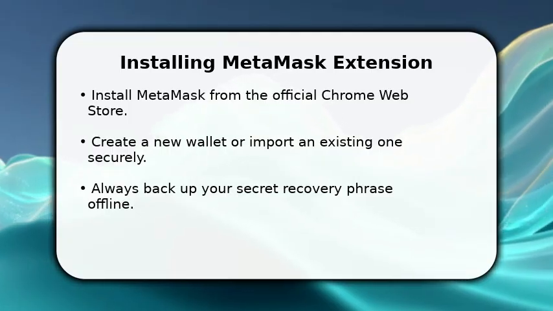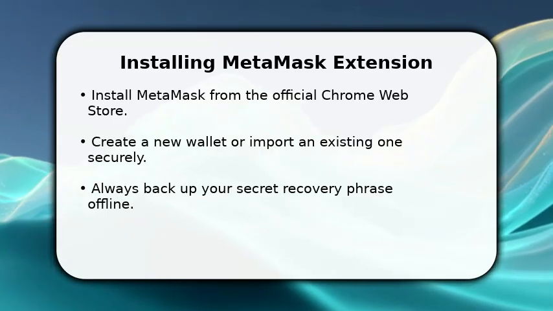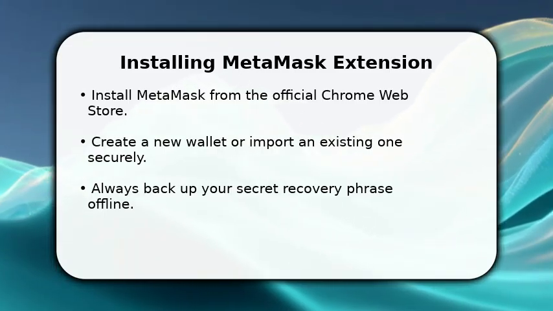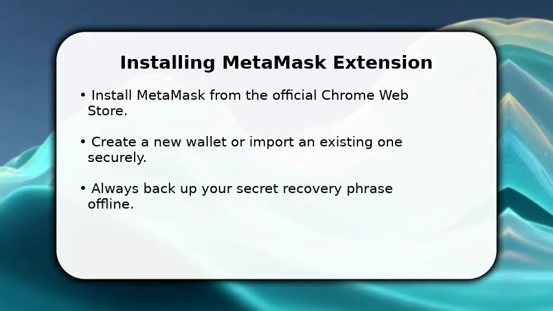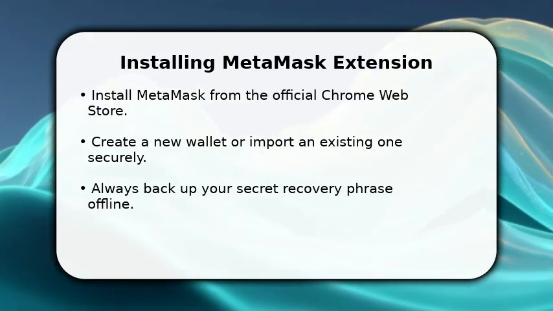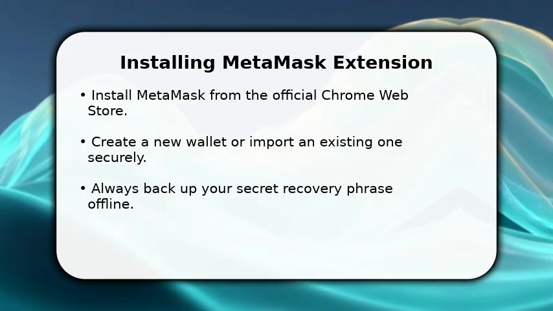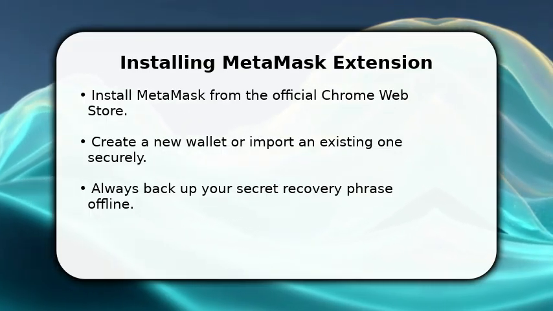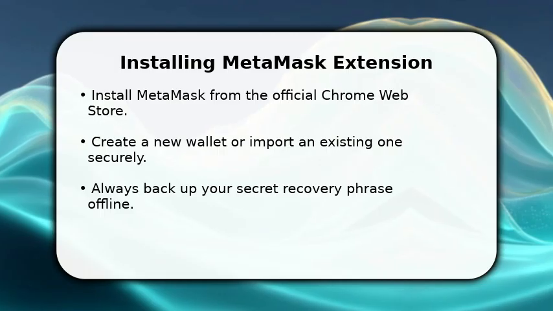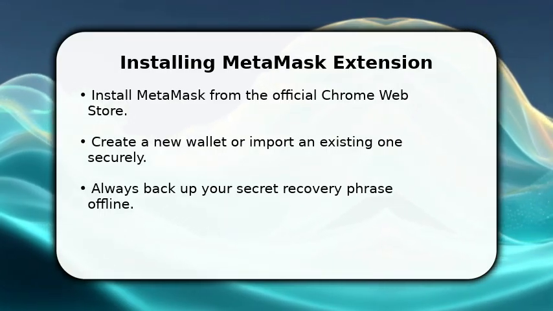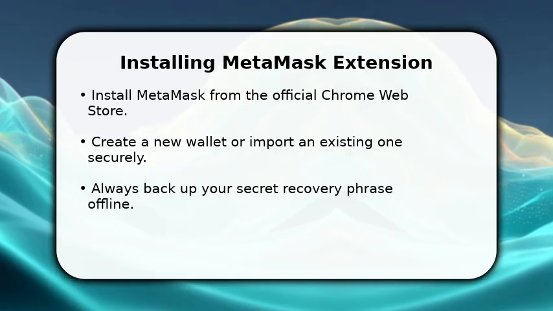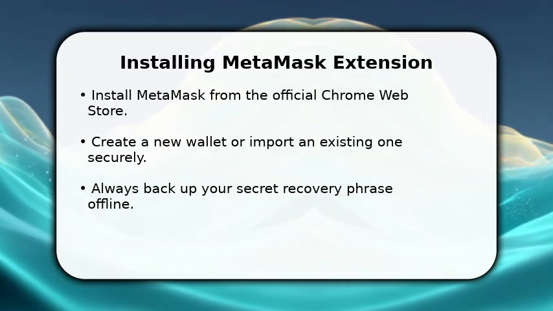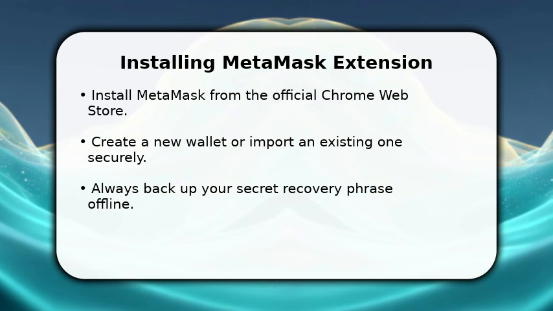In this video, I will explain how to use the MetaMask extension. First, navigate to the Chrome Web Store and search for MetaMask. Ensure you download the official extension to avoid scams. Once installed, you'll be prompted to either create a new wallet or import an existing one using your secret recovery phrase. Remember, this phrase is crucial for accessing your funds, so store it safely and offline.